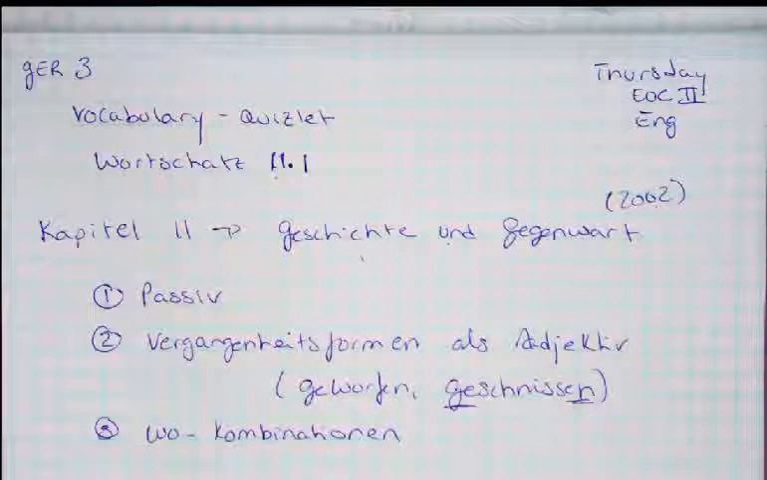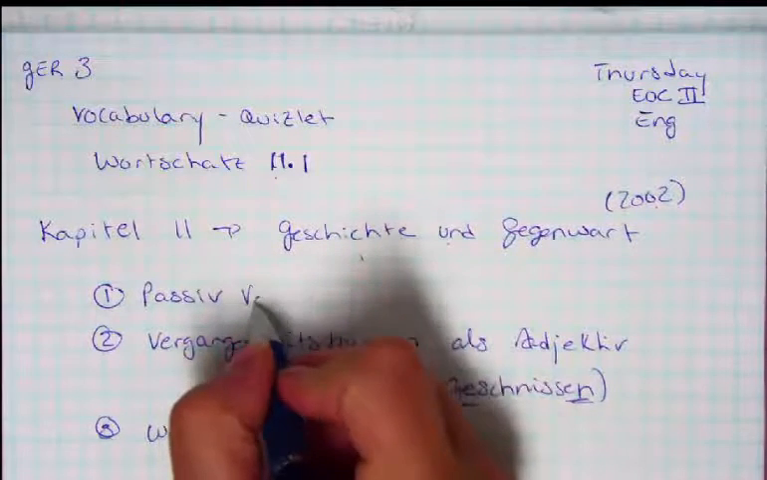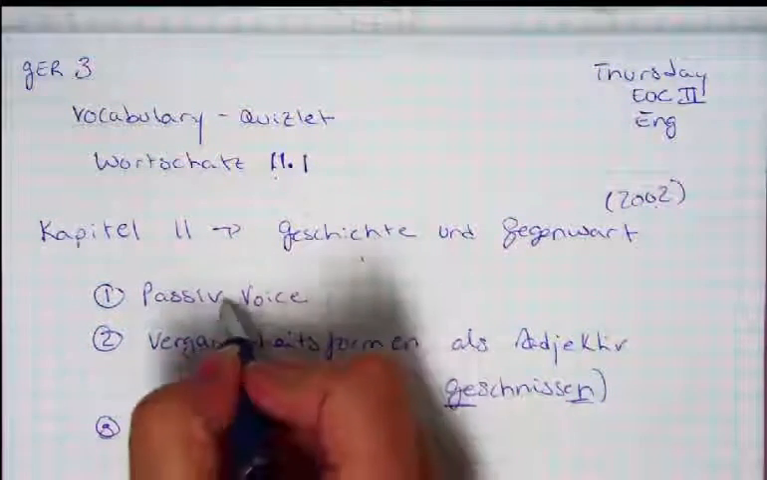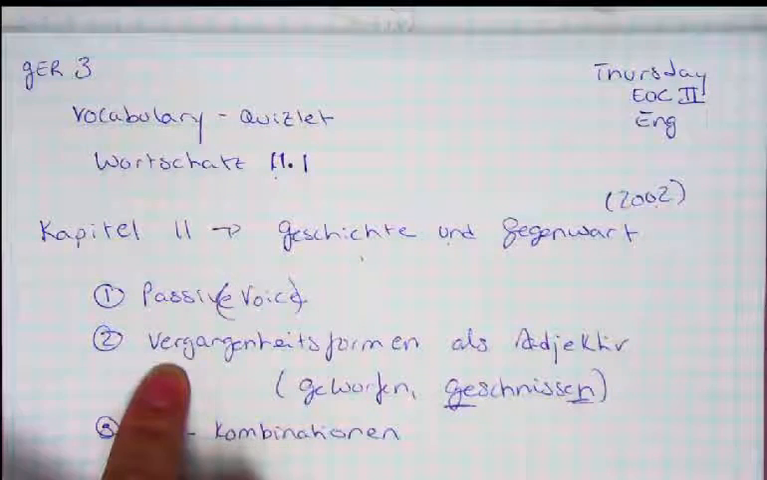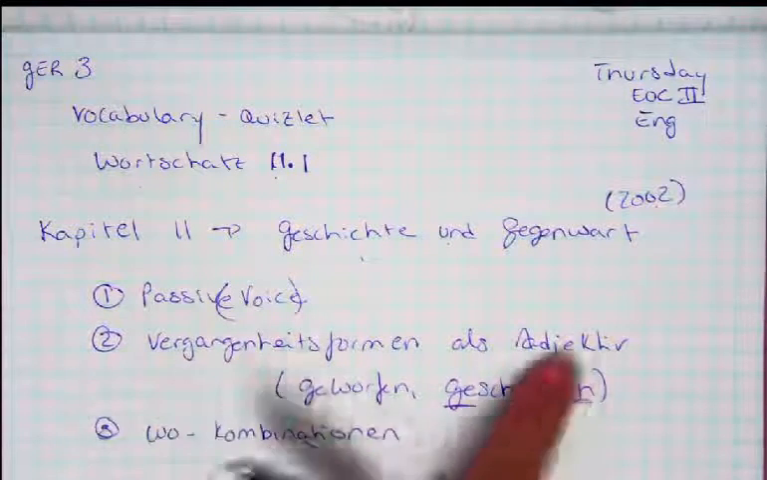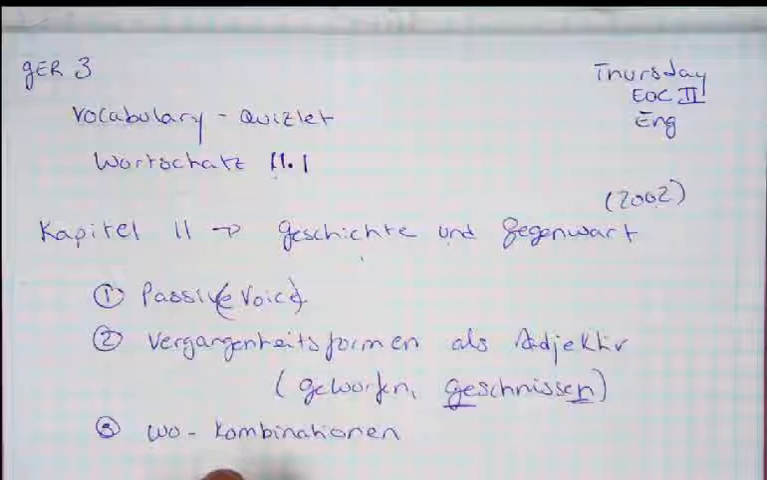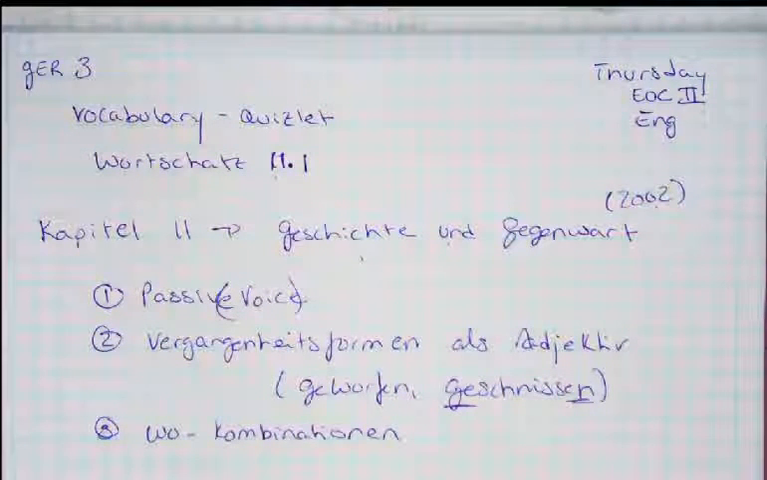Okay, in this chapter we are covering passive voice. Let me add that to this to make sure that it's clear. Passive voice, if that's in English, of course. Then Vergangenheitsformen als Adjektiv, that's past participles as adjectives. That's why I gave you examples. And Wo-Kombinationen or Wo-Compounds. So they're similar to the Da compounds. So that is the content of this chapter.